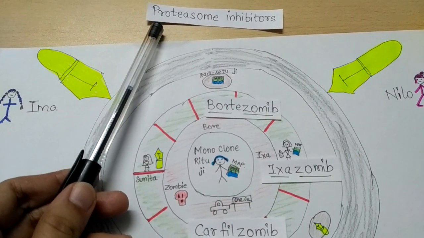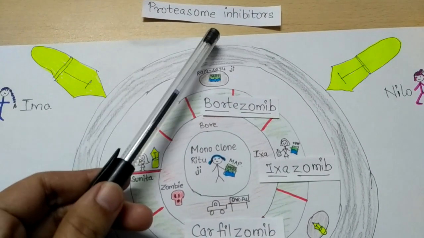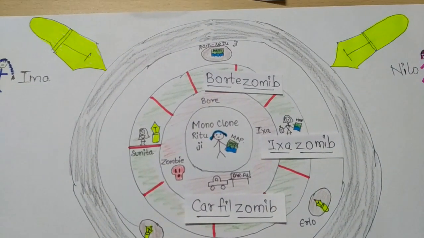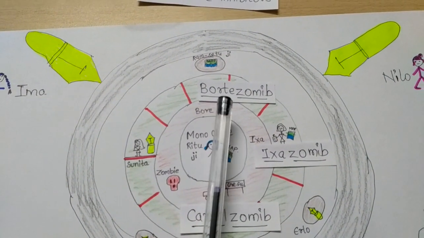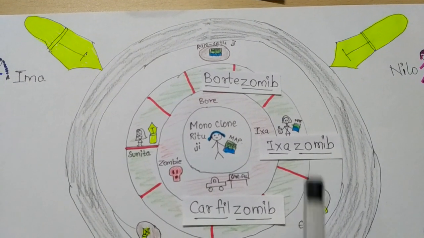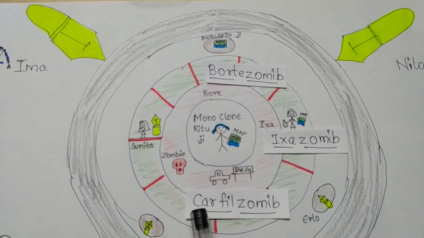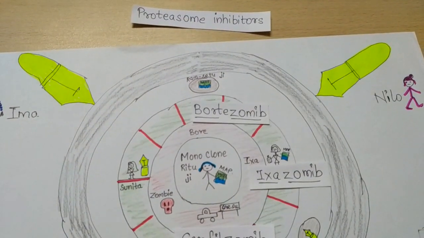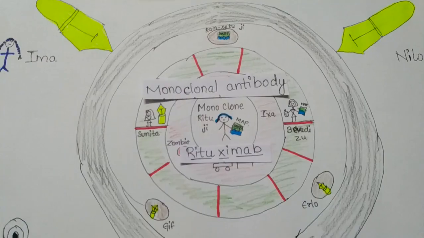Protein will give us the drug class proteasome inhibitors. Zombie is going to tell us about the suffix. So Bore is bortezomib, Isa is ixazomib, and Carfil will give us carfilzomib. So these are the drugs under proteasome inhibitors.